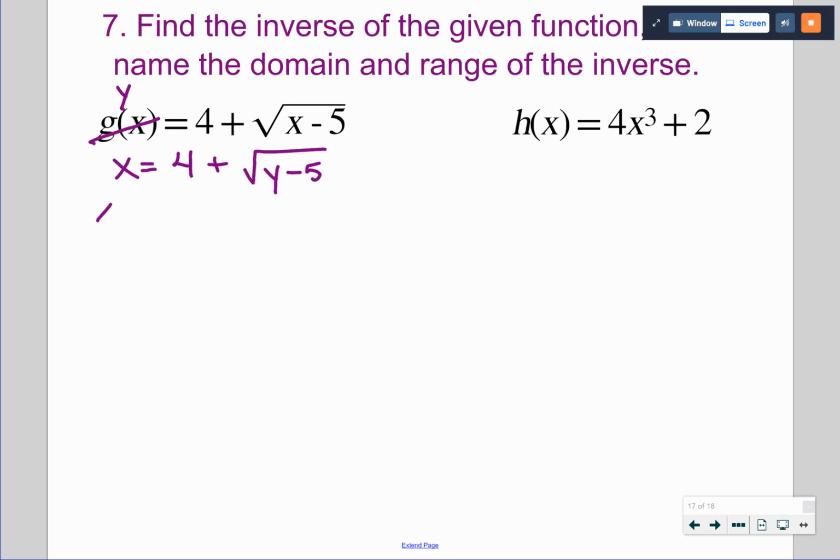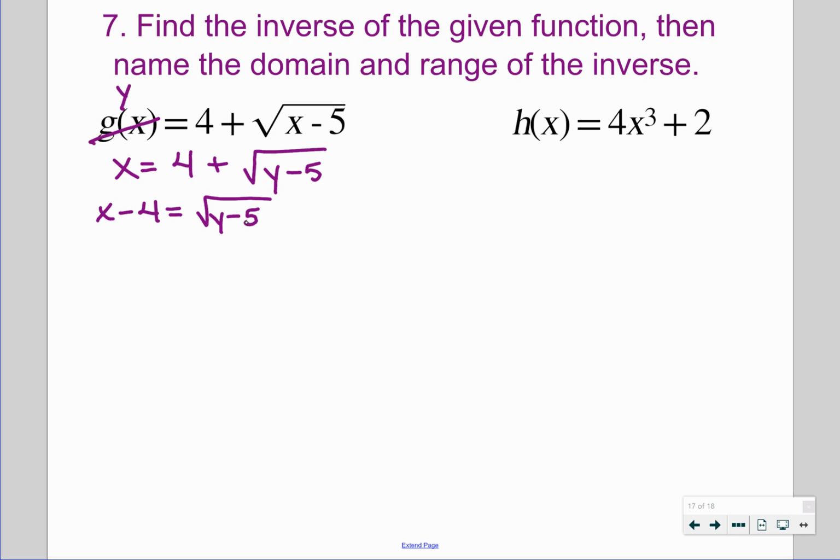Subtract the 4. Now that my square root is alone, what do I do next? Square both sides. Don't simplify the squared. It's not worth it. Okay, just leave it like this. X minus 4 squared equals y minus 5.